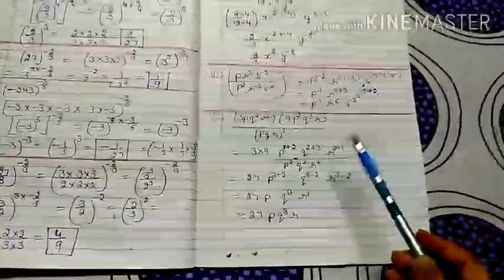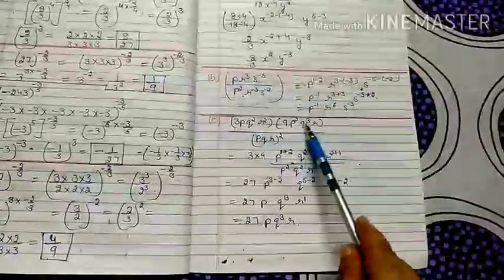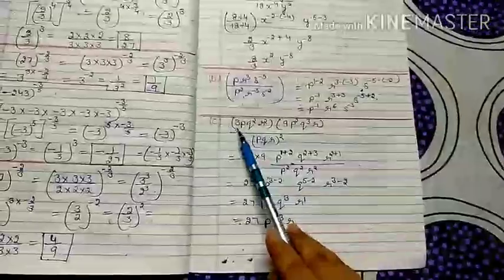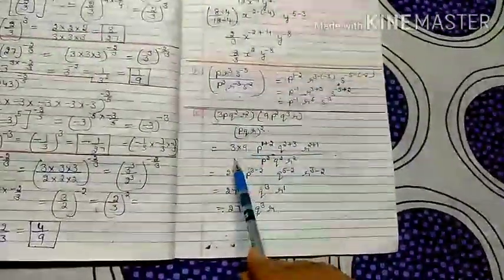Now your C part is there: 3p q square r square multiplied by 9p square q cube r, divided by (p q r) whole square. First you multiply numerical with numerical part. 3 into 9 gives you 27.